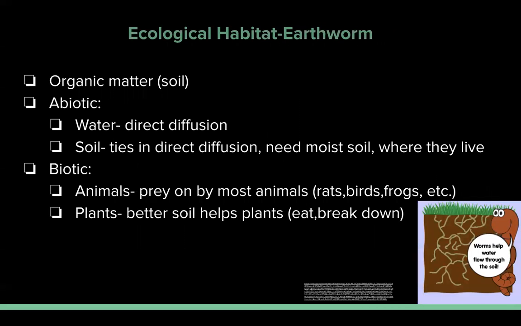Ecological habitat for an earthworm. Their ecological habitat would be that they reside in organic matter such as soil. Some abiotic factors include water, which is direct diffusion. So they need water to have moist skin in order to live. This ties in with soil because they need moist soil, because this is where they live. Biotic factors would be animals. They're preyed on by most animals like rats, birds, frogs, etc. And plants are a biotic factor because they help better the soil by breaking it down, because this is what they eat.